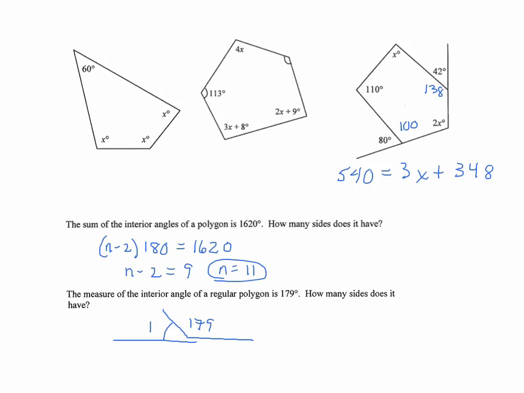And again, it's not drawn to scale. Now, I know that the sum of all of these exterior angles has to be 360. So that means that this shape must have 360 sides.